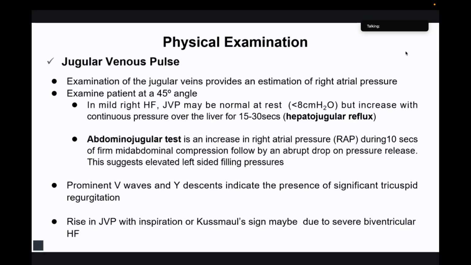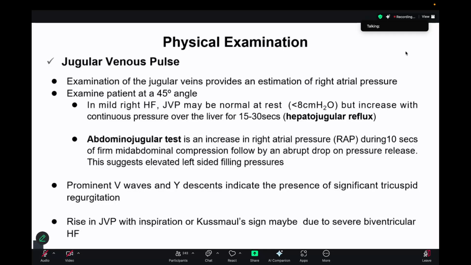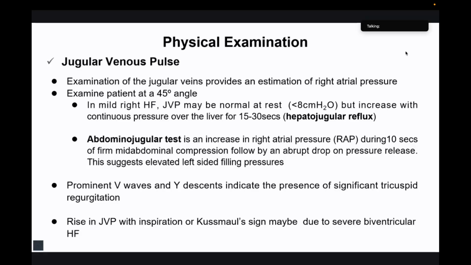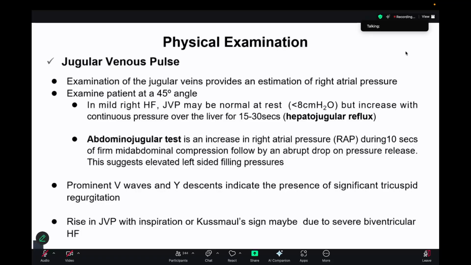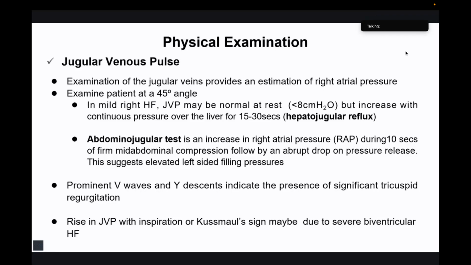In mild right-sided heart failure, the JVP may be normal at rest, which is less than 8 centimeters of water, but it can increase when you apply continuous pressure over the liver for 15 to 30 seconds. This is the hepatojugular reflux test. If you do the abdominojugular test, this is an increase in the right atrial pressure during 10 seconds of firm mid-abdominal compression, followed by an abrupt drop in pressure upon release. If this occurs, it suggests the presence of elevated left-sided filling pressures.